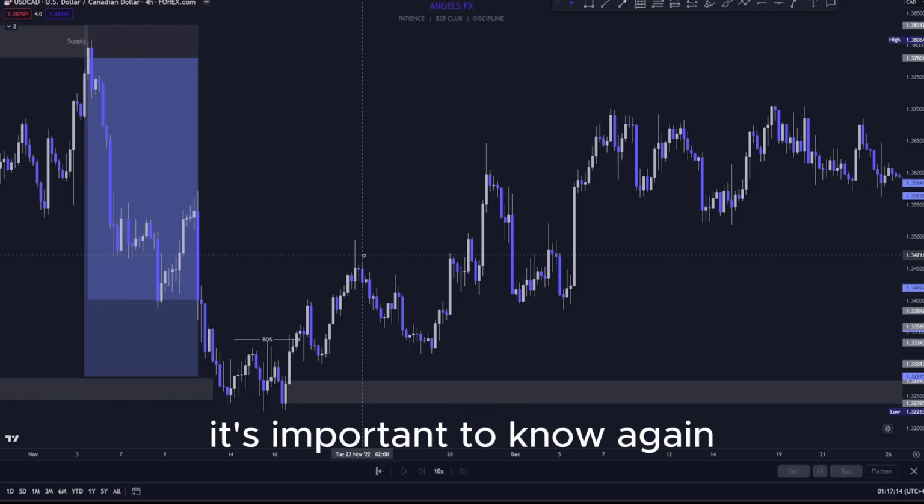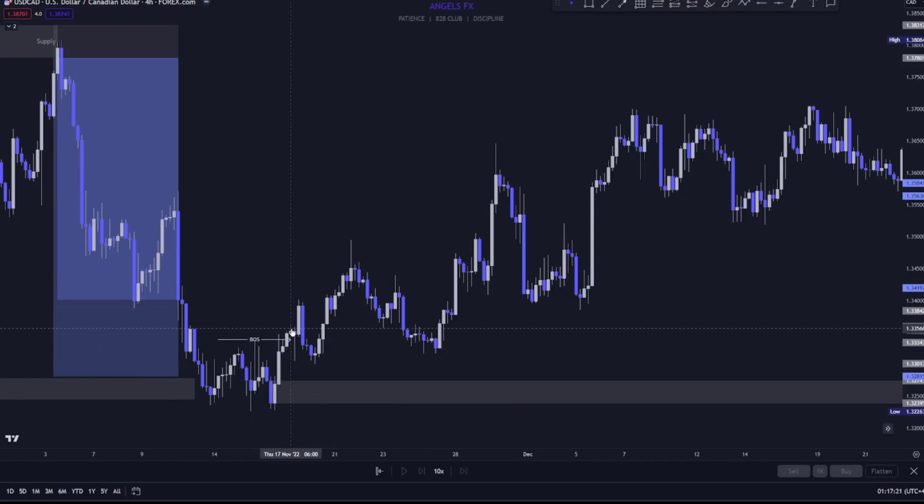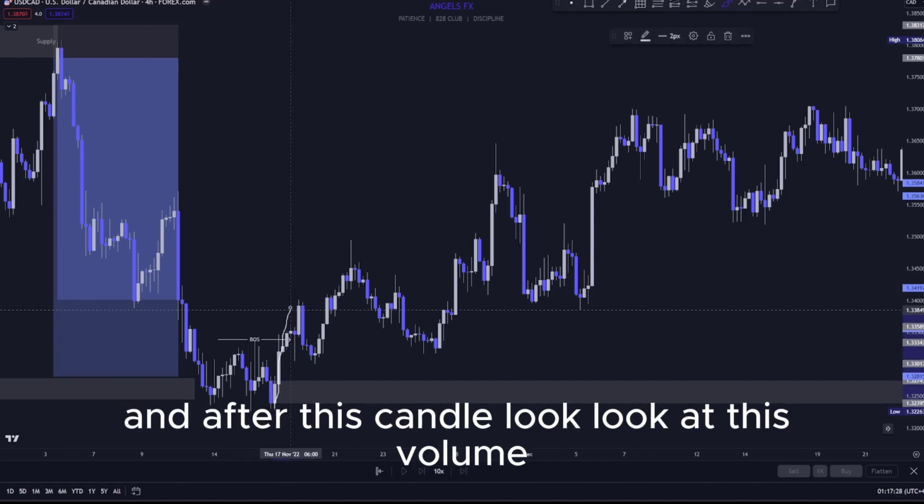It's important to know. Again, another example: we had a breakout structure here, and look, institutions have entered. So let's mark. We had our last selling candle, and after this candle, look at this volume.